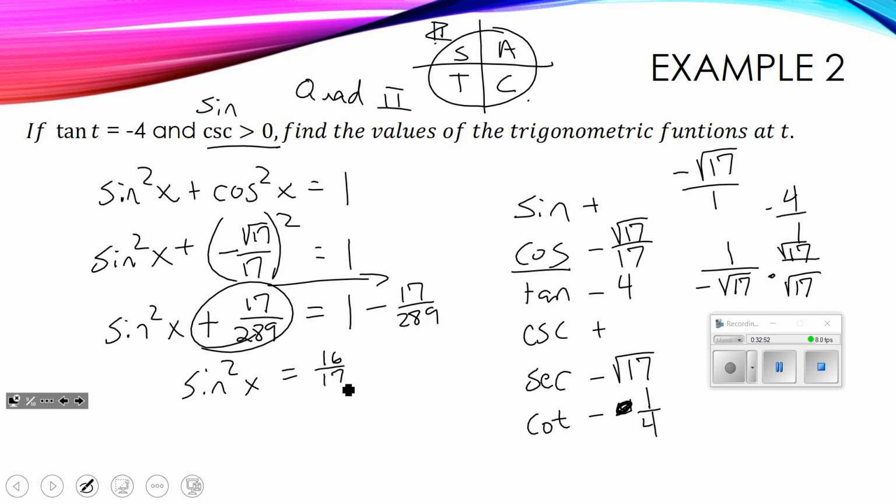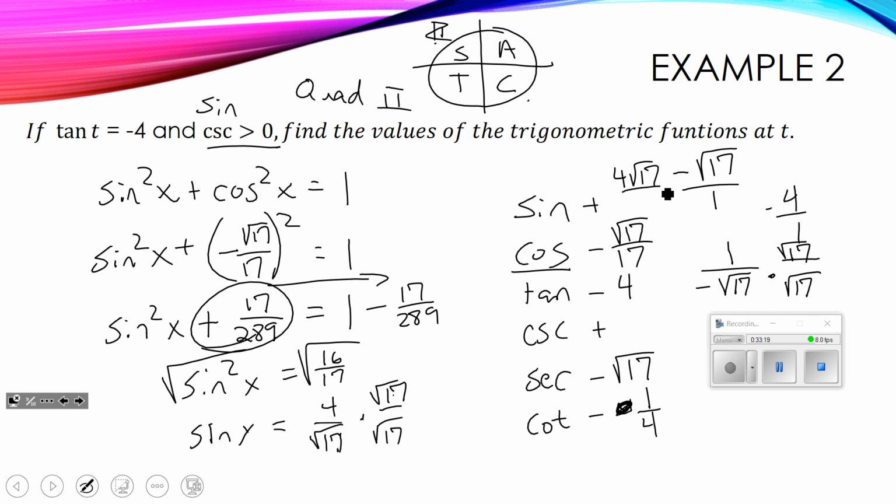And then we're going to take the square root of this. So this is going to end up being sine of x is equal to plus or minus, what's the square root of 16? 4 over the square root of 17, but what do you got to do with it? So times by the square root of 17. So our sine is going to end up being positive 4 times the square root of 17, all divided by 17. Let me just finish this up.